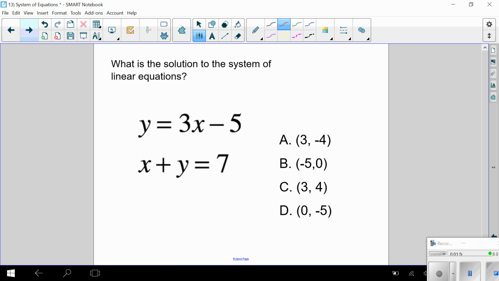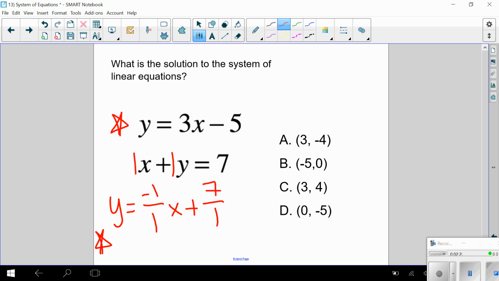You're also going to be asked to find the solution to a system of equations when you're given the equations. Typically, one of them will always be in y equals form. So that will be easy. The second one will not be, so we need to transform this into y equals form by doing the opposite of A over B, x plus C over B. I now have my two equations.